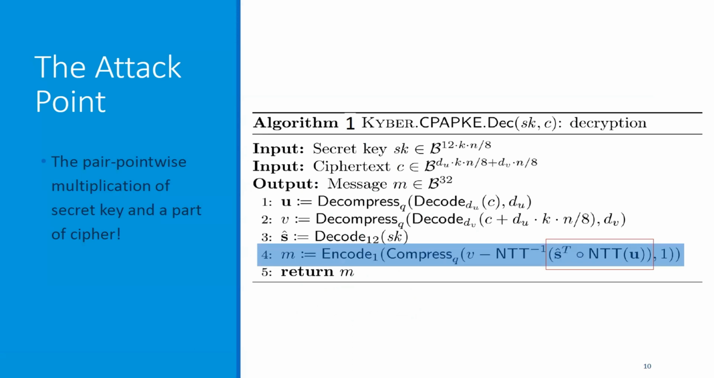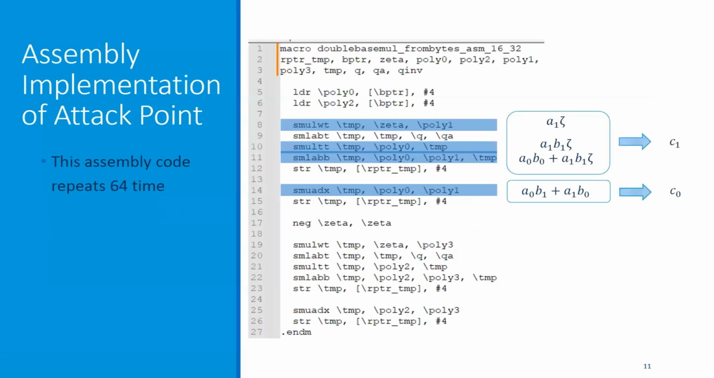Now you know everything to attack the pair-point-wise multiplication in Kyber. Here you see the secret key in the polynomial domain is multiplied with the ciphertext in the NTT domain. So this is a vector, let's say a vector with dimension 3. To multiply the first polynomial with the ciphertext in the NTT domain, you just need to repeat this assembly code 64 times. These blue lines that you see here are actually the pair-point-wise multiplication that you see in the other slide.